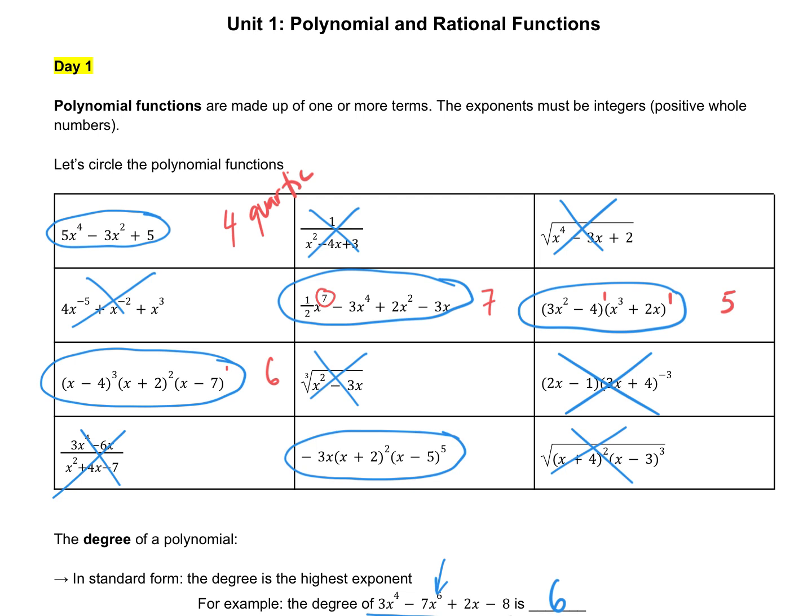And finally, the last one, we have this term out front that has an x. X is technically to the power of 1, so we're adding the 1, the 2, and the 5 to get a degree of 8. So knowing the degree of a polynomial is really important because it's going to actually give us an understanding about the overall look of that polynomial and about its end behaviors, and these are things that we will look at throughout this unit.